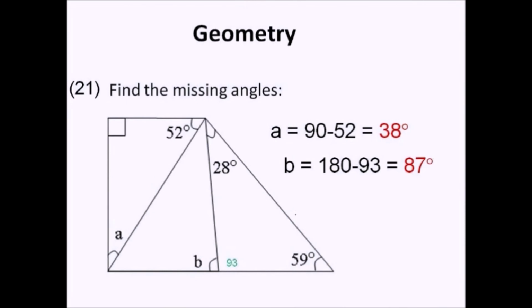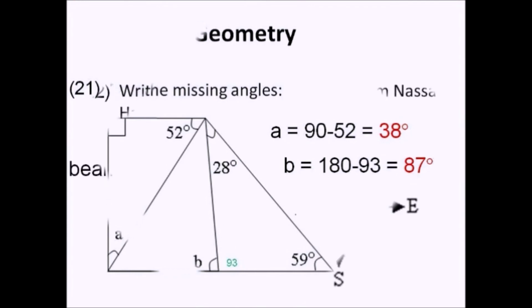Let's move on to geometry, the missing angles. First of all, right angle triangle. So you just subtract 52 from 90 to get 38. And then for B, you say I have the 93 there. That's the missing angle for that triangle. And then on the other side is 180 minus 93, 87 degrees. So a simple working to get B. A was straightforward. So you have to look at what you're given and work with what they give you to find the missing angles.